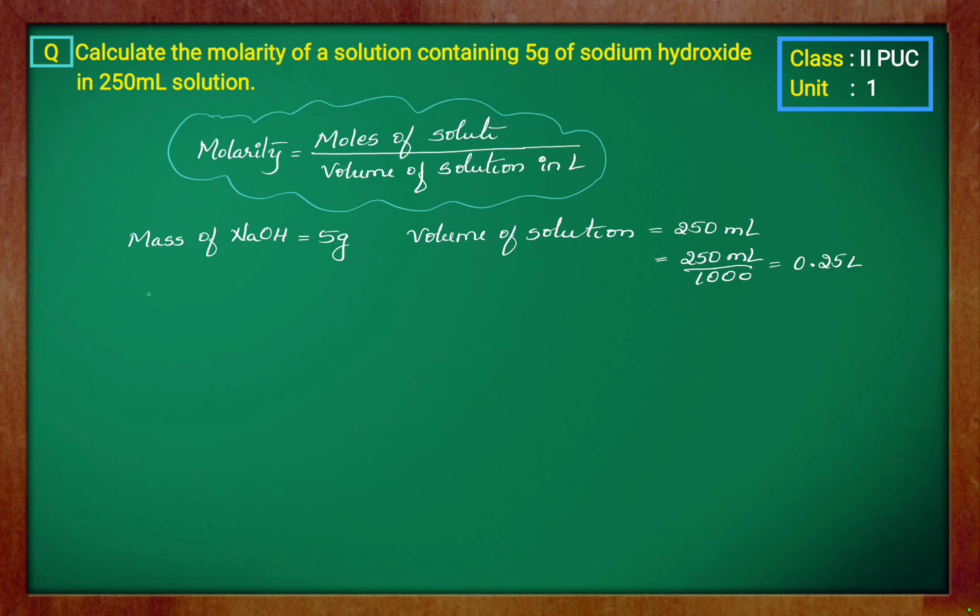We need to calculate number of moles of sodium hydroxide. So moles of NaOH is equal to its mass divided by molar mass. So it is 5 gram divided by molar mass of sodium hydroxide, which is 40 gram per mol.